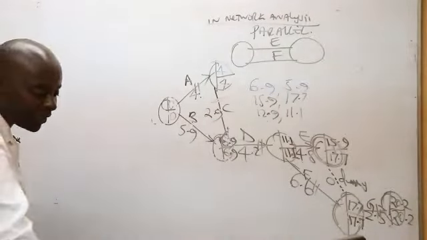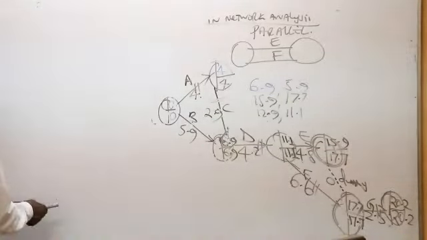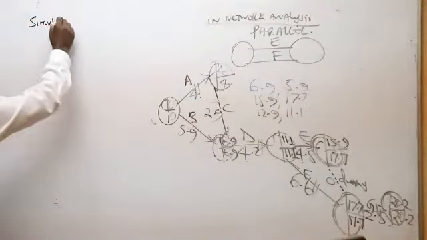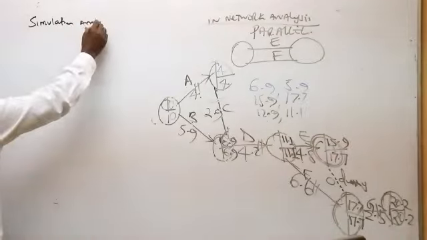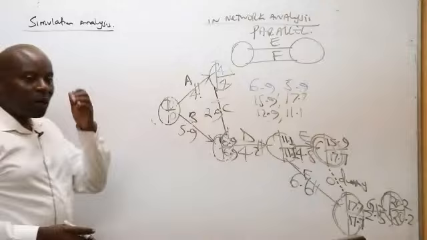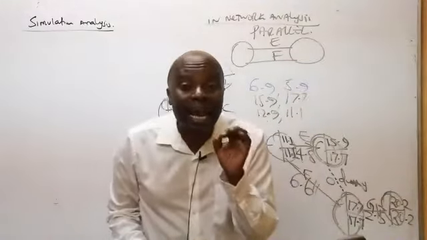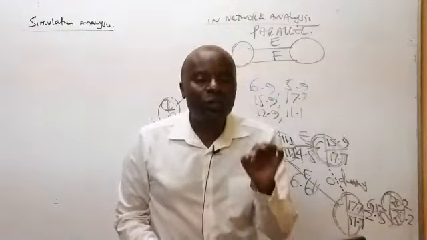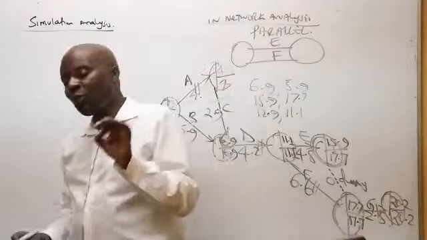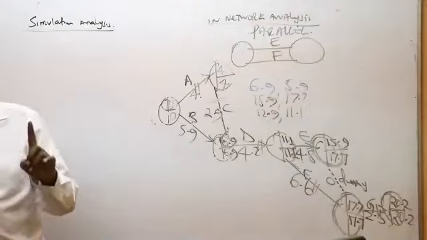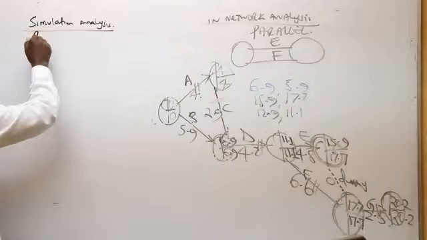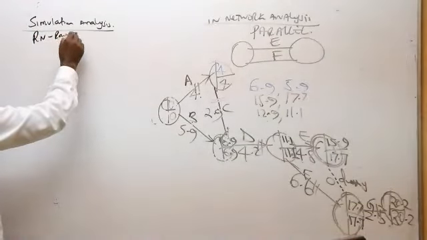For the students who have just joined us, there is a topic we did which we called simulation analysis, where we said that simulation is all about imitating reality. To simulate is to imitate reality. And the most important thing you're supposed to know about simulation is this: how do we assign random number ranges?